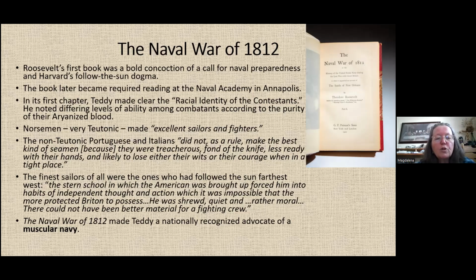The stern school in which the American was brought up forced him into habits of independent thought and action, which it was impossible for the more protected Briton to possess. He was shrewd, quiet, and rather moral. There could not have been better material for a fighting crew. So this book, The Naval War of 1812, made Teddy a nationally recognized advocate of a muscular navy.